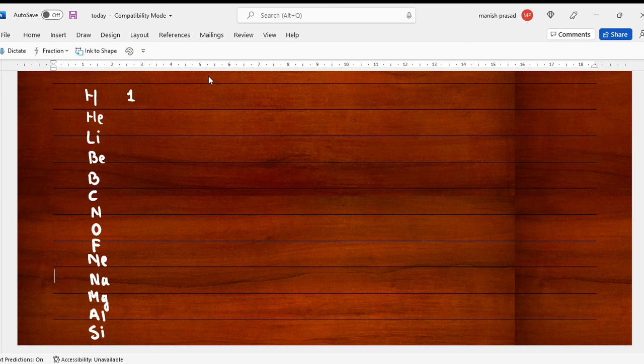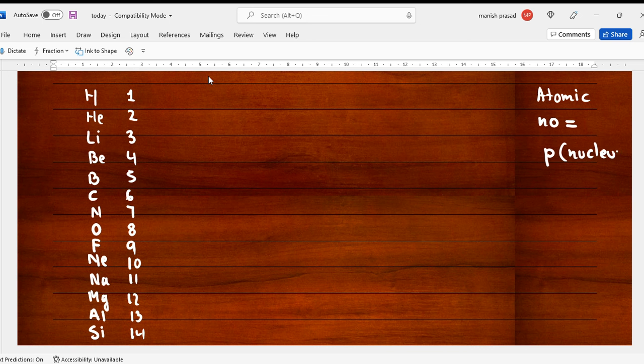Let's take this one only and we'll come to know. Now these elements have an atomic number of 1, 2, 3, 4, 5, 6. Now what is an atomic number? The atomic number is equal to the number of protons in the nucleus of an atom, and the protons are the positively charged particles. This will be equal to the number of electrons present in the shells. In a neutral atom, the number of protons will be equal to the number of electrons.